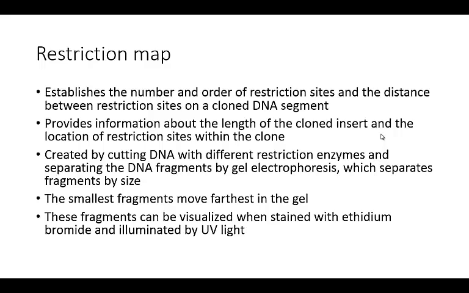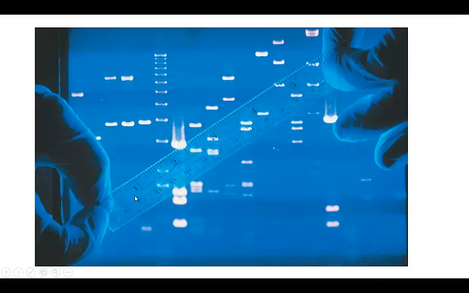The smallest fragments are going to move the furthest in the gel. These fragments can then be visualized when you stain it with ethidium bromide and you illuminate it with UV light. So here is a sample gel. To me, this looks like a lane of DNA markers. These are going to be standard sizes so that you can compare your DNA fragments to see if they're the expected sizes or if they're too big or too small.